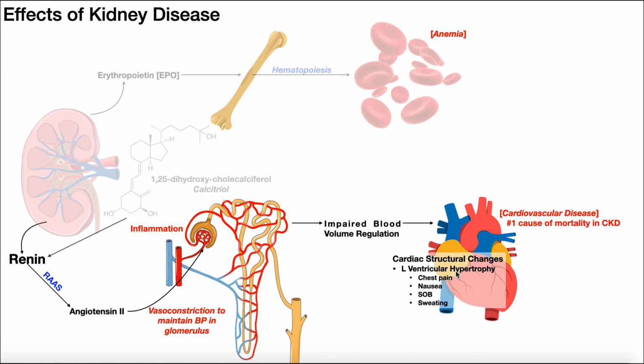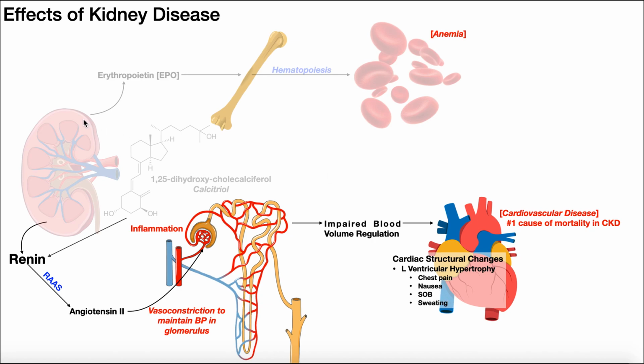And it's important to know that with chronic kidney disease, the number one cause of mortality is actually cardiovascular disease. You don't actually die as a result of the failed kidney. You die as a result of something secondary to that, like cardiovascular disease, because of this hypertrophy of the left ventricle. And so some things that you might see as this disease progresses more and more would be chest pain, nausea, shortness of breath, and sweating.